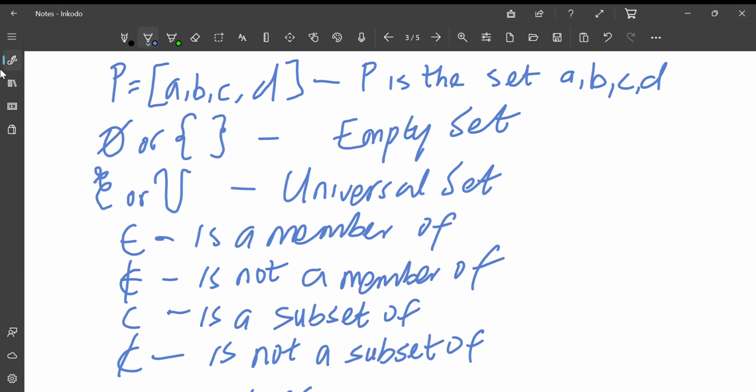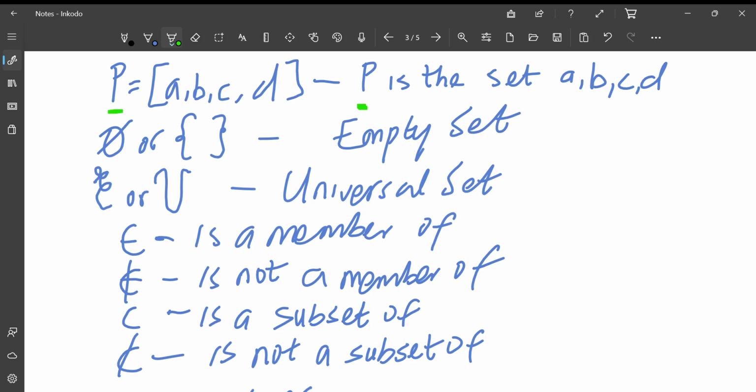Alright, so here are some generic terms you should know when you are talking about sets. We use some symbols, and you need to know the symbols and their meanings. So we have this first one, P equals {A, B, C, D}. What it is simply telling you is that P is the set A, B, C, D. The elements in the set are A, B, C, and D. So anytime you see P, it's like they're telling you, oh, P contains A, B, C, and D. P is the set.